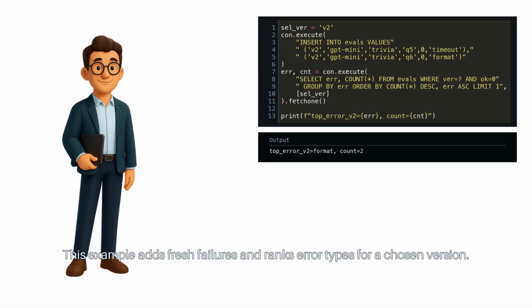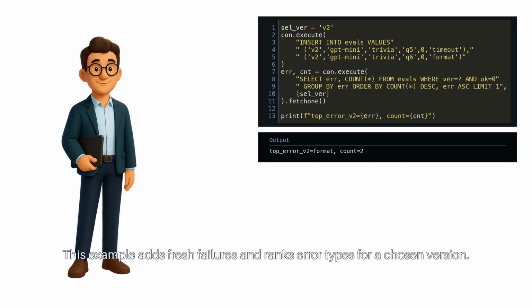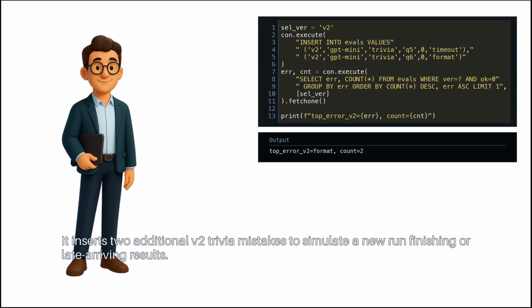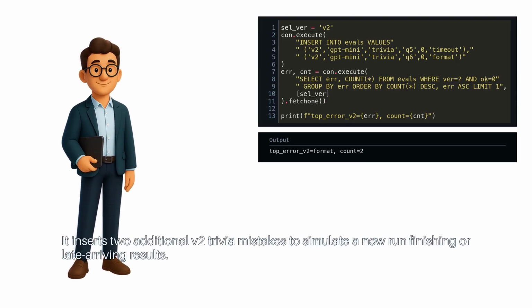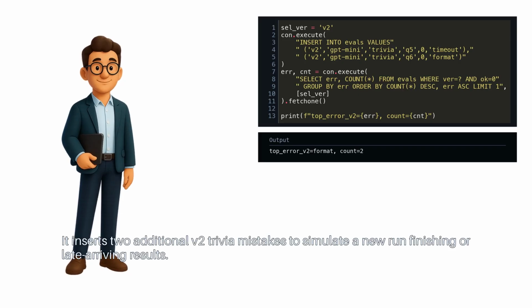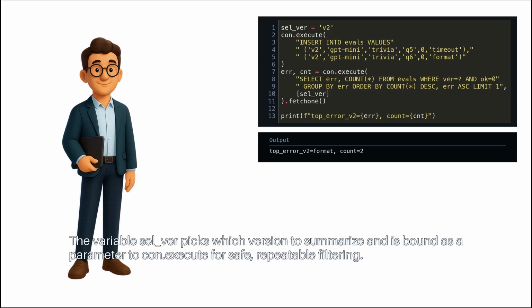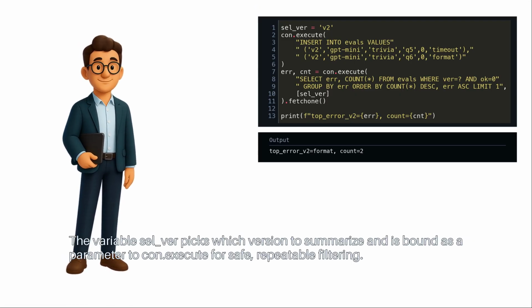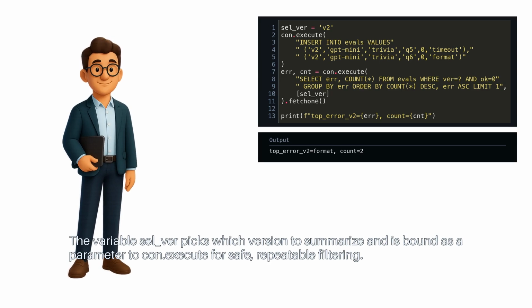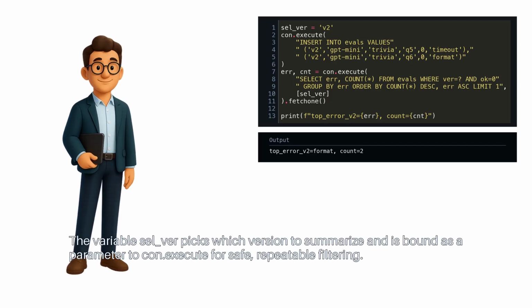This example adds fresh failures and ranks error types for a chosen version. It inserts 2 additional v2 trivia mistakes to simulate a new run finishing or late arriving results. The variable cell_ver picks which version to summarize and is bound as a parameter to con.execute for safe, repeatable filtering.